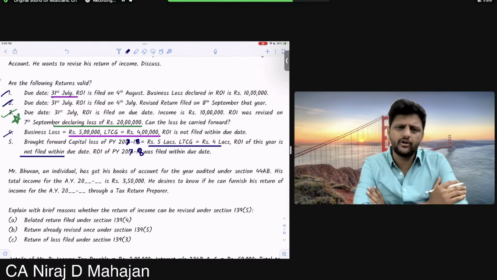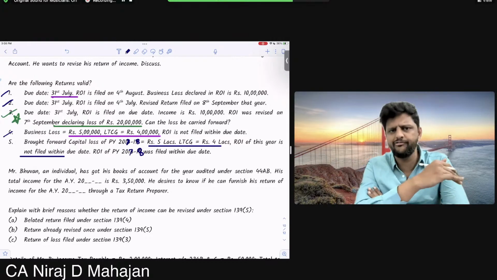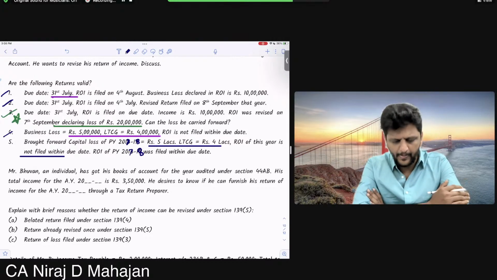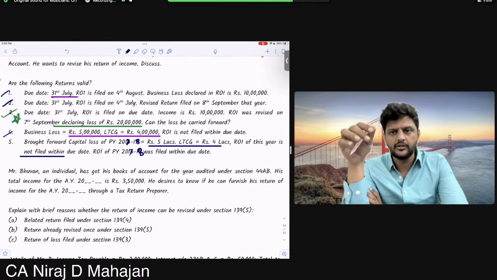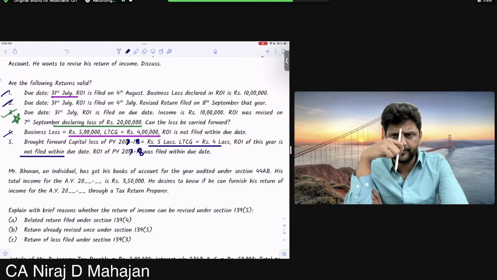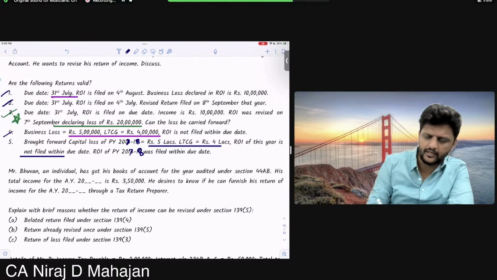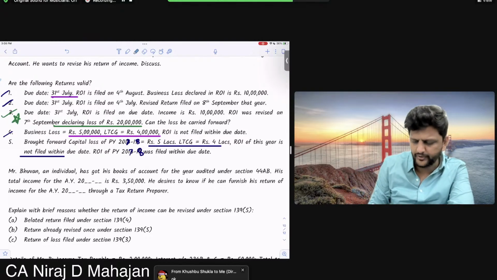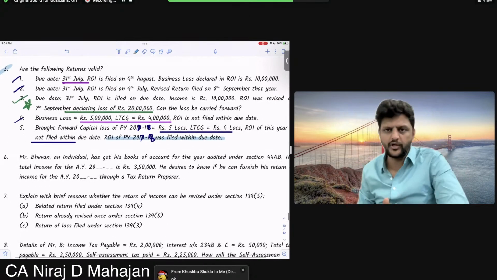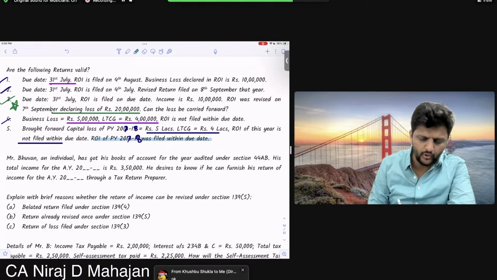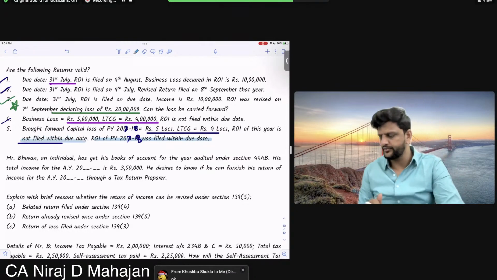In the current year we have gain of 4 lakhs and brought forward losses of 5 lakhs. That year's return was filed within due date, the year of loss. Is it okay, everybody? That is what they are saying. ROI of that year was filed within due date, but ROI of the current year is not filed within due date. Are you getting my point? Still, it will be allowed to be carried forward. Okay, everybody?